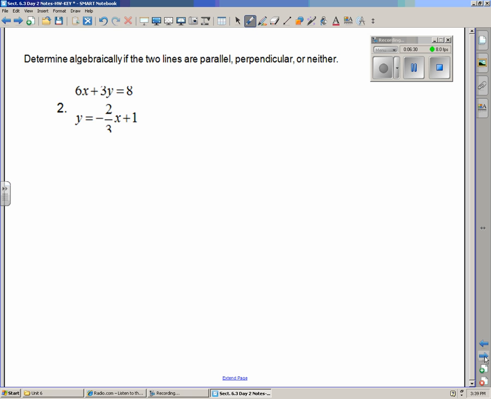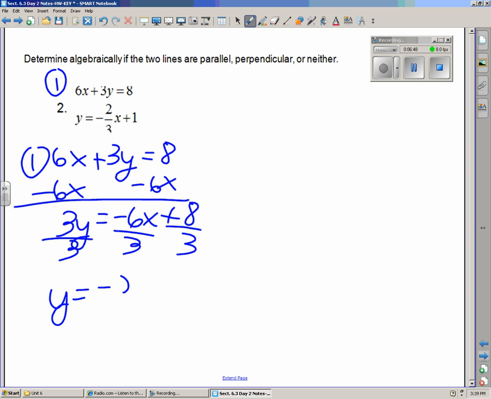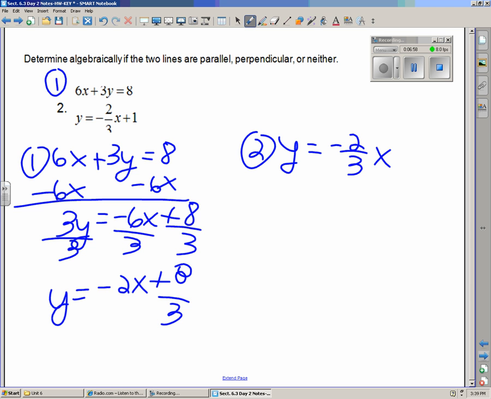Let's put these guys into y equals and look at their slopes. The first line, 6x plus 3y equals 8, minus 6x, minus 6x. 3y equals negative 6x plus 8. Divide by 3, divide by 3. y equals negative 2x plus 8 thirds. Let's take line 2. y equals negative 2 thirds x plus 1.